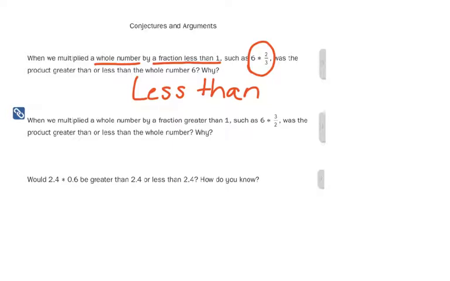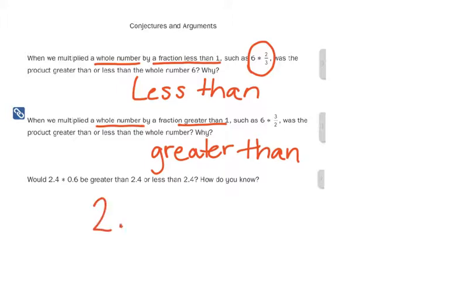When we multiplied a whole number by a fraction greater than 1, such as 6 times 3 halves, because 3 halves is greater than 1 whole, was the product greater or less than the whole number? It would be greater than. If you think of equal groups, there will be more than one group of 6. That is more than 6.